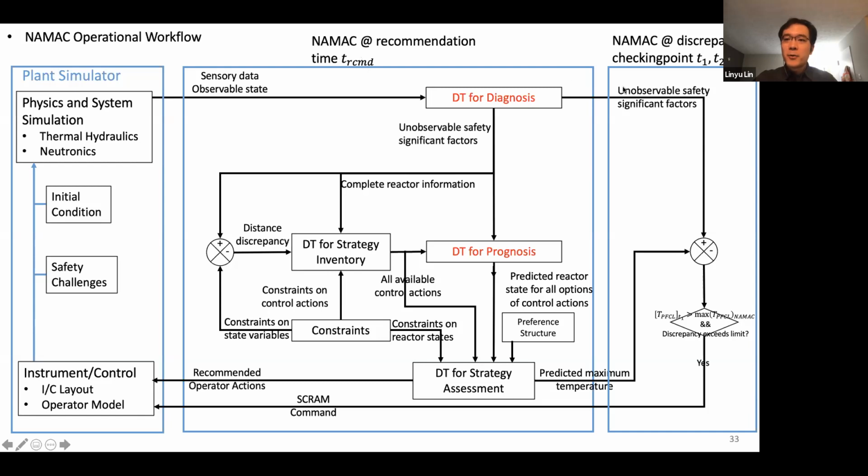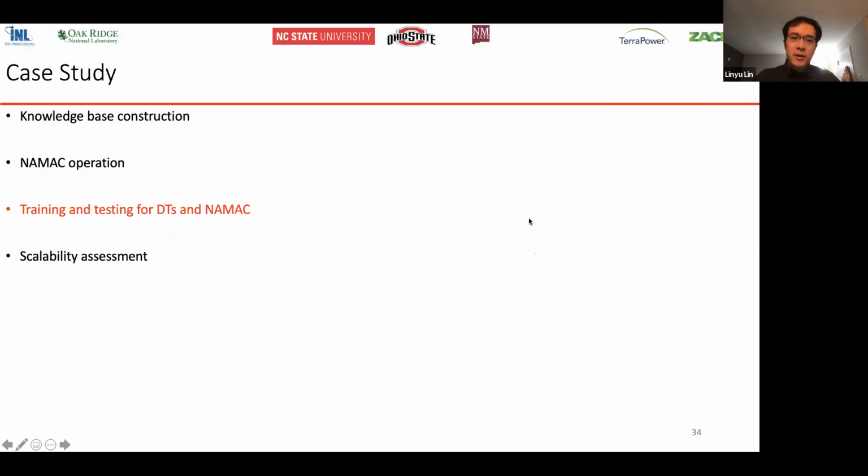After this time, NAMAC will continue monitoring the reactor states at different time checkpoints, T1 and T2. Basically, this discrepancy checker compares the observable safety significant factors from the diagnosis at this checkpoint with NAMAC predictions. If the discrepancy between those is too large, we will send a scram signal to the instrument control. Otherwise, we will continue the monitoring. So that's all about NAMAC operation. Then we're going to talk about how we implement those diagnosis, prognosis, strategy assessment, and strategy inventory in the NAMAC system.